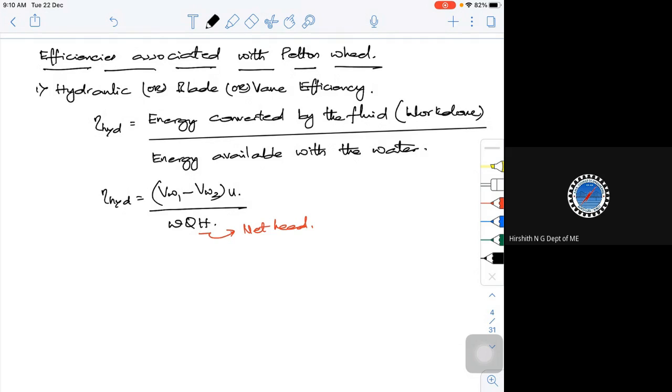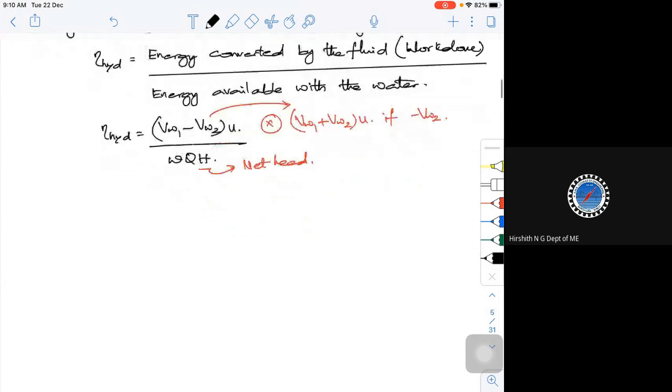Also, this equation will become VW1 plus VW2 into U under this condition, if it is minus VW2, that is, in the opposite direction. I'm writing both actually. VW1 minus VW2 into U is the general Euler equation. If my minus VW2 is there, then that will become VW1 plus VW2 into U.